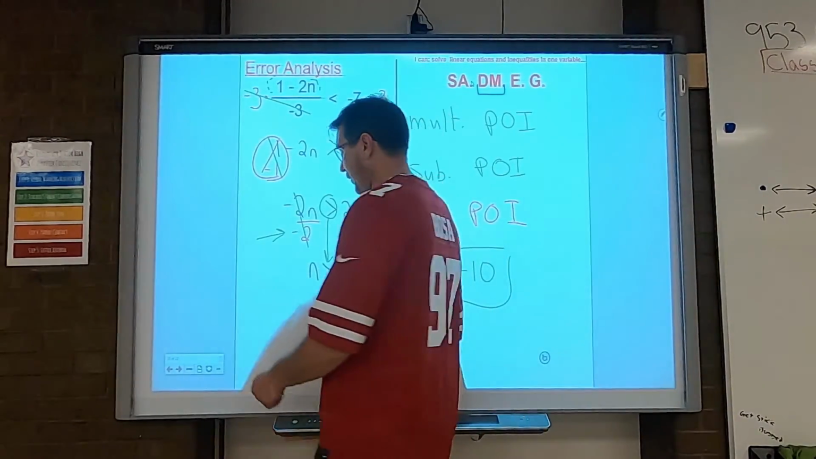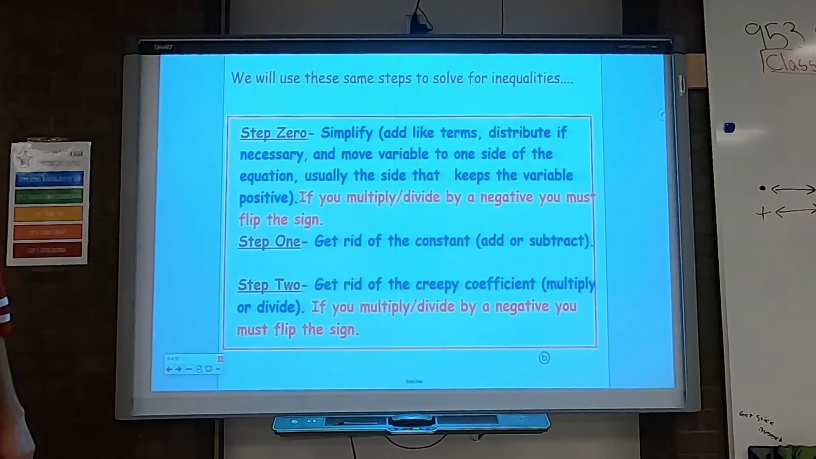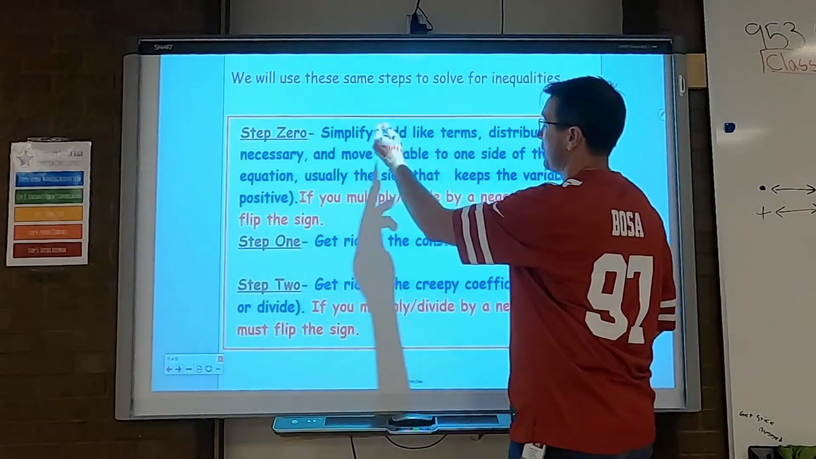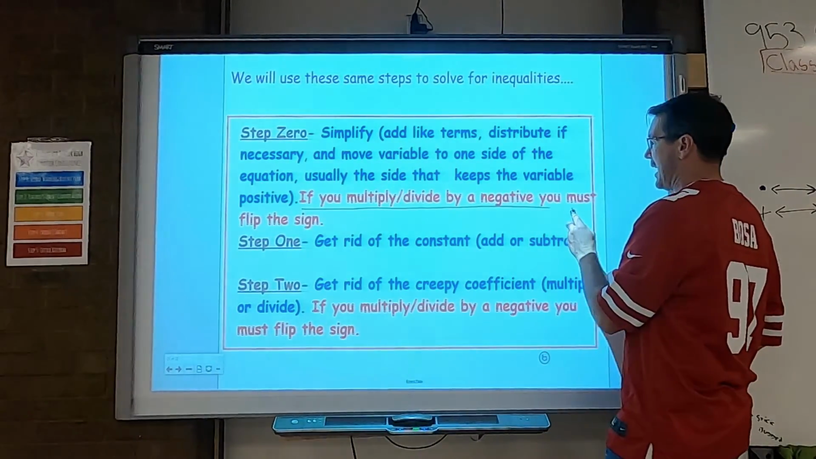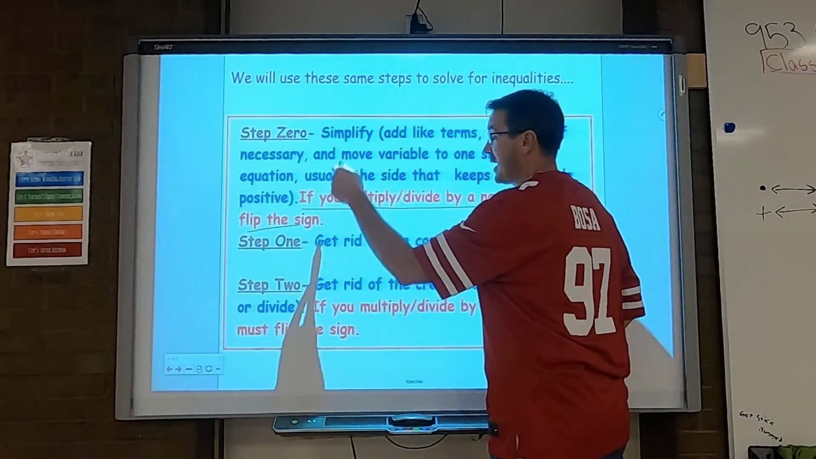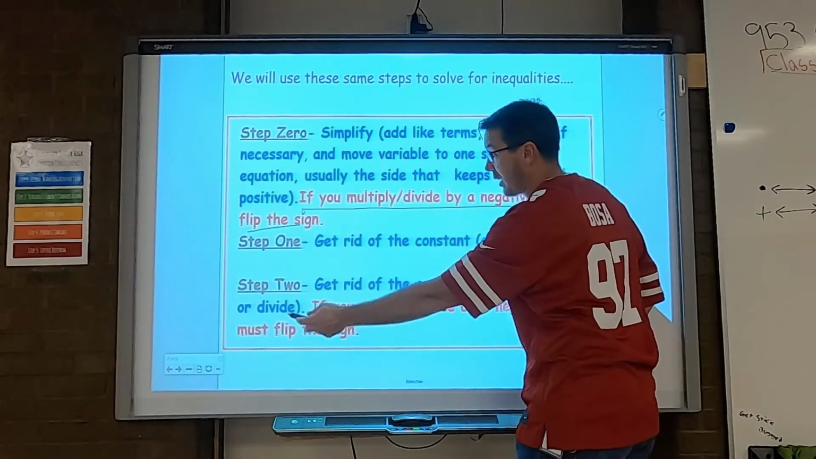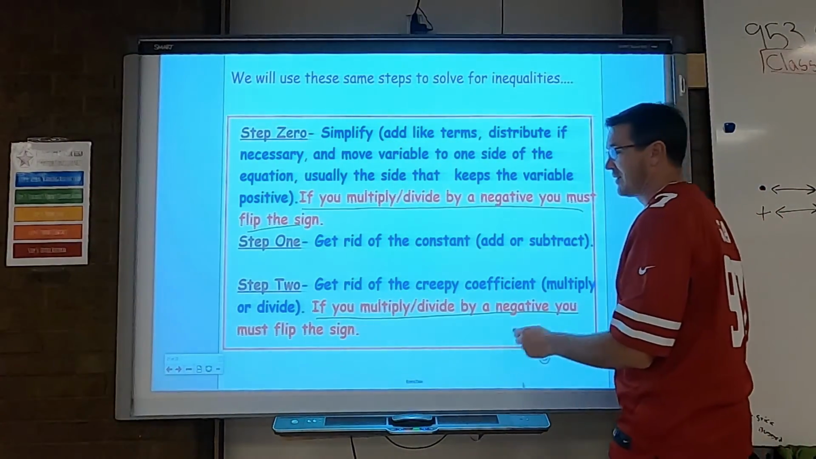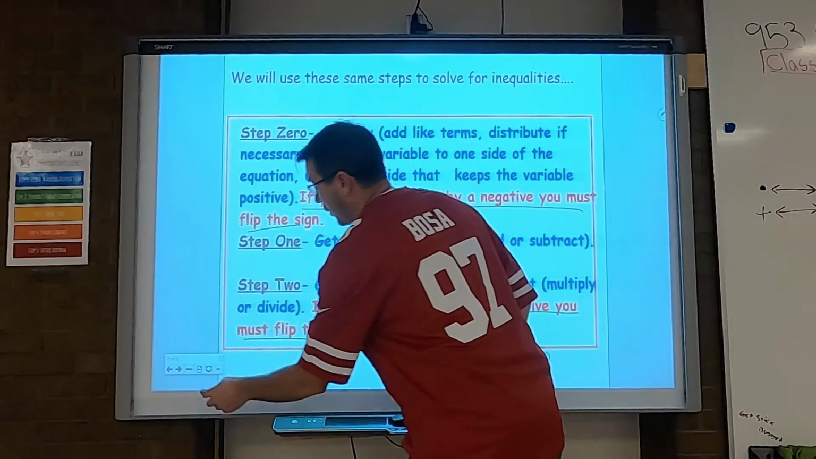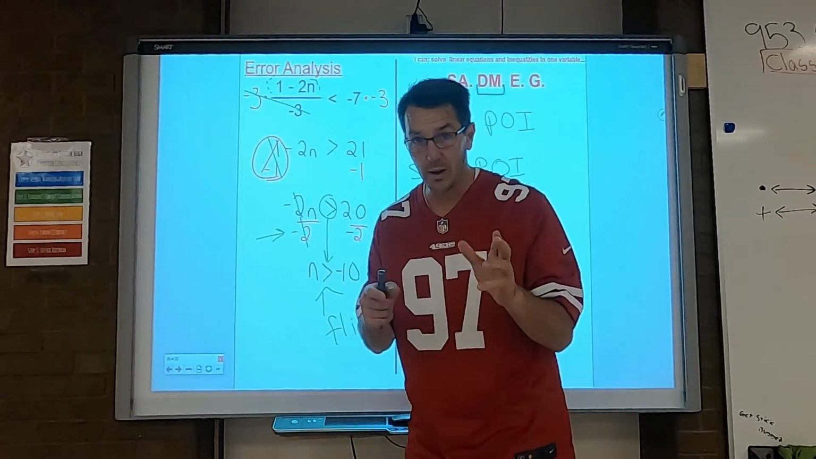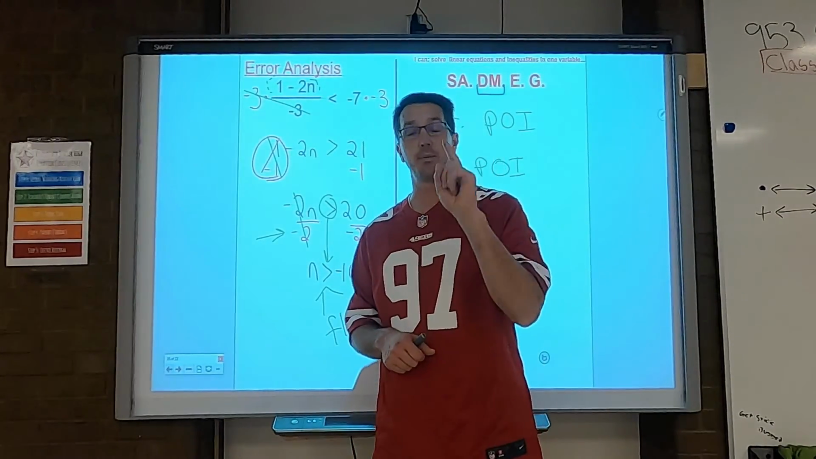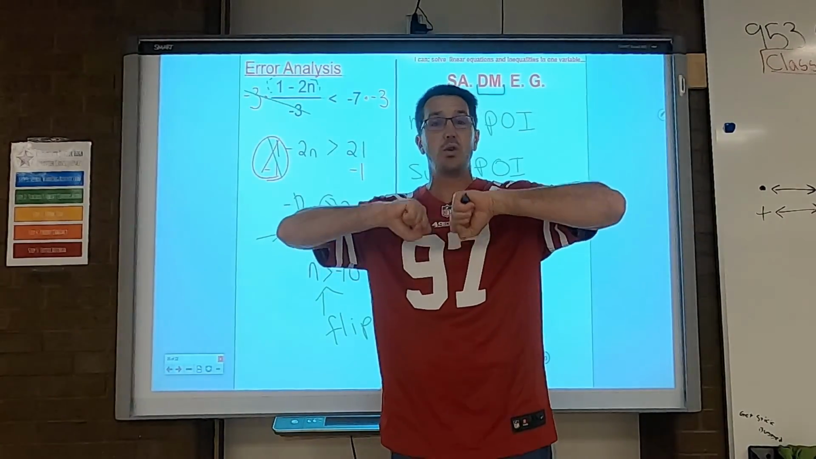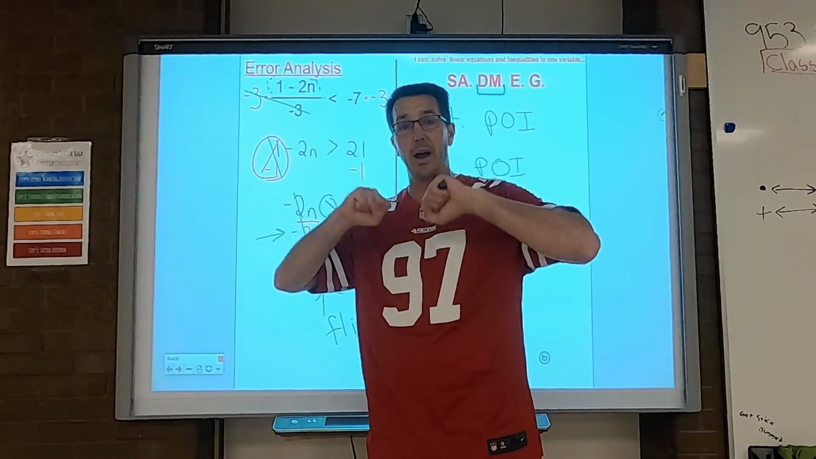I believe that is all for us today. Let's take a look. Oh, there you have it. So when you simplify, if you multiply or divide by a negative number, you must flip the sign. That's when you simplify. Or if you get rid of that coefficient, if you multiply or divide by a negative number, you flip the sign. So remember that. Only if you multiply or divide by a negative number do you flip the sign, and only if the variables disappear do you have a contradiction or an identity.